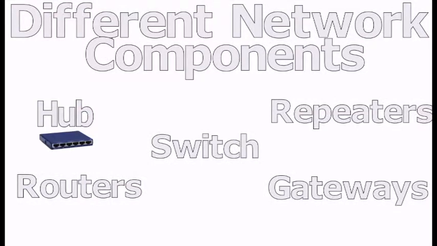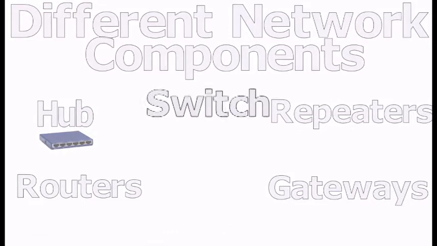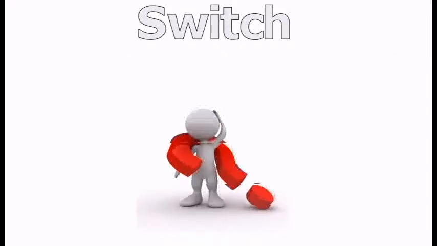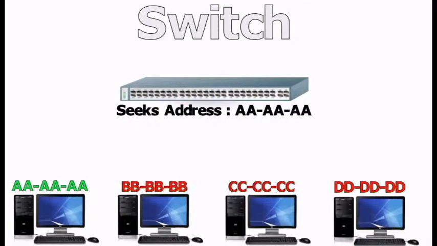The next network component is the switch. To cope up with the shortcomings of a hub, we use a switch. That is, if we want to make sure that our packet is received by only particular nodes, we have to use a switch. A switch creates a switch table containing the MAC address of different systems connected to it, and hence allows transfer of packets among required systems only.